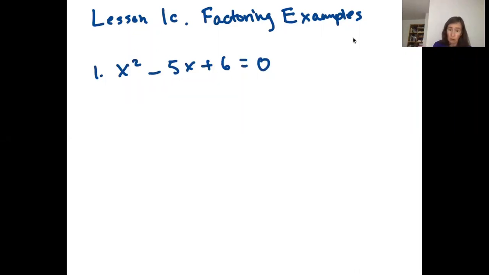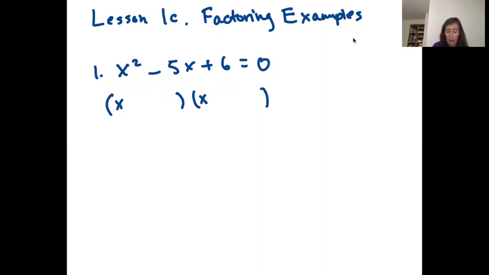And then we'll use the argument that we used before. Once we have this factored, the only way the whole thing can equal 0 is if one of the factors equals 0. So we'll get to that. But first step is to factor it, and we're doing guess and check factoring. So we're looking for two factors that will be x and some number.